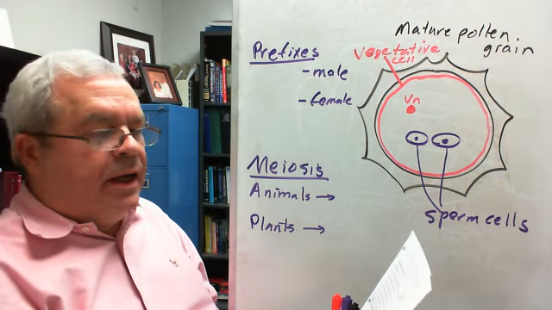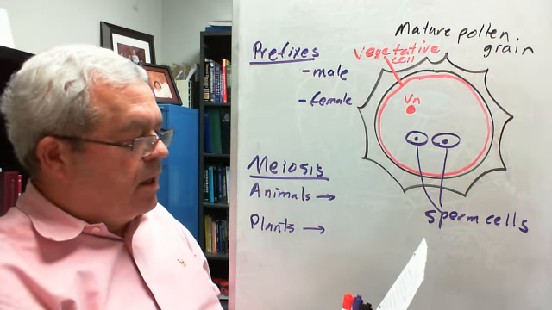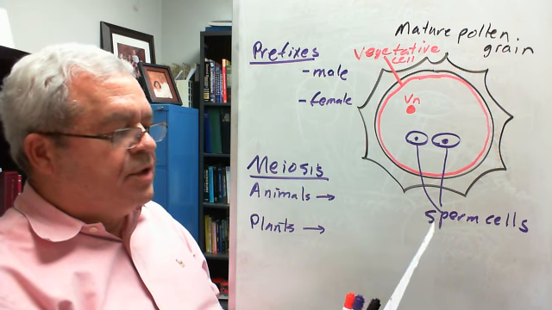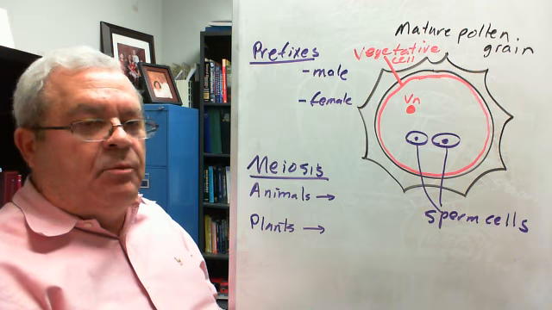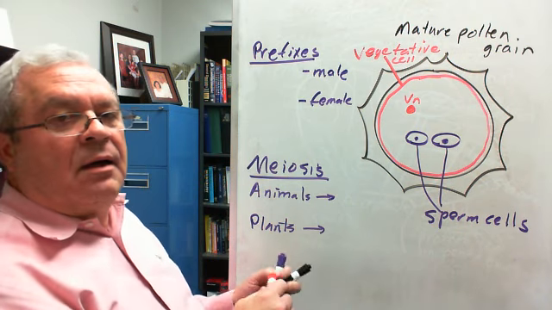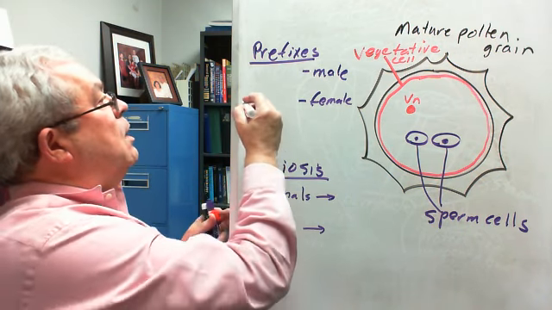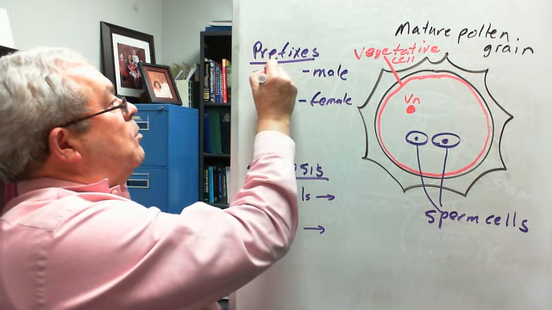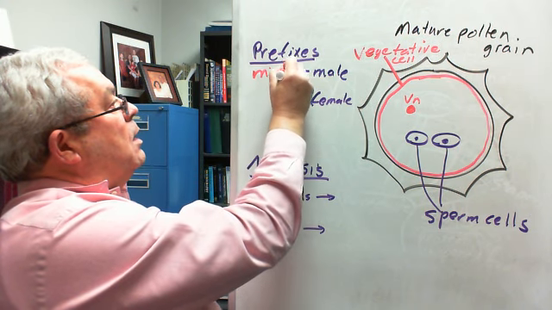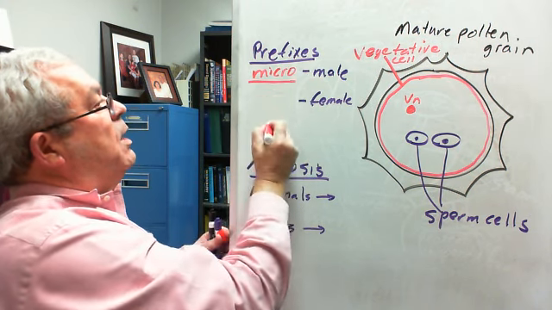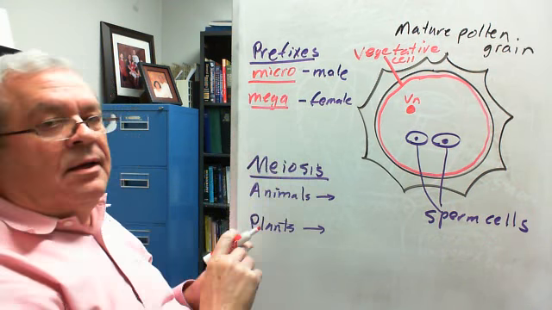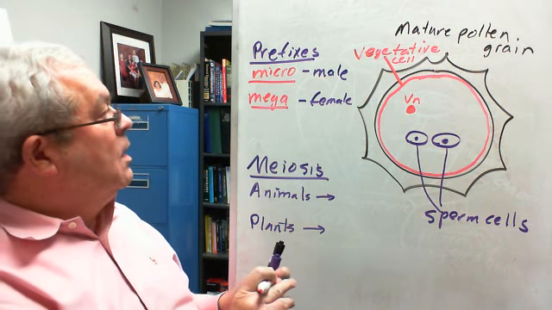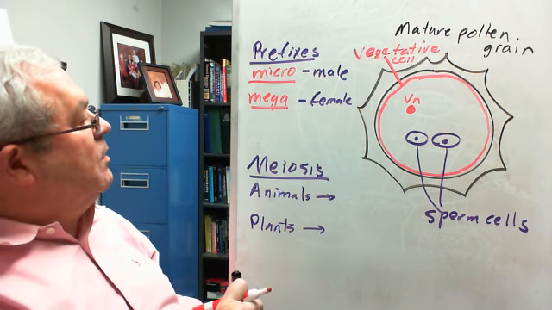Well, hello there. We're looking at some study guide questions. In plant life cycles, micro always indicates what, and mega always indicates what? Micro is the prefix indicating male, and mega, which we'll use next time, soon, is the prefix meaning female.